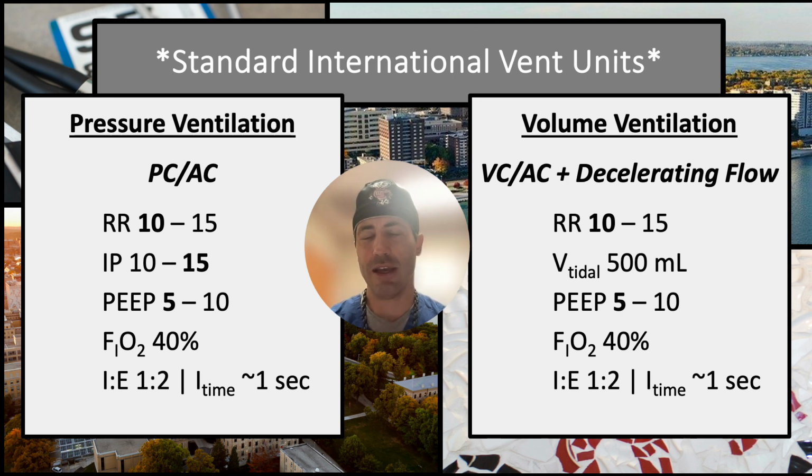Volume ventilation has standard vent units too. The rate, PEEP, FiO2, and I:E are not going to be very different. But instead of setting the pressure, we set the tidal volume. I prefer volume control with decelerating flow if you can. It tends to be more comfortable for the patients, and generically we start at around 500 milliliter tidal volume.